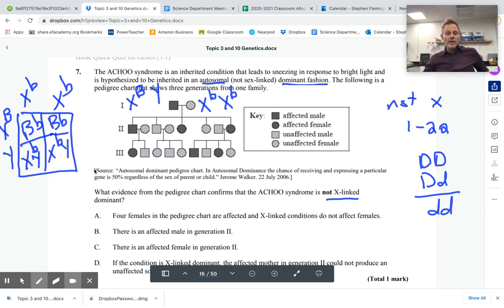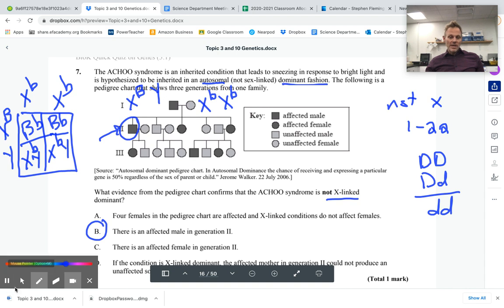So we're looking for a male who's affected. Right here, they had an affected male, and that would be impossible if it was controlled by a dominant allele. So the correct answer is B. The fact that there's an affected male in generation 2 shows us that it's not sex-linked.